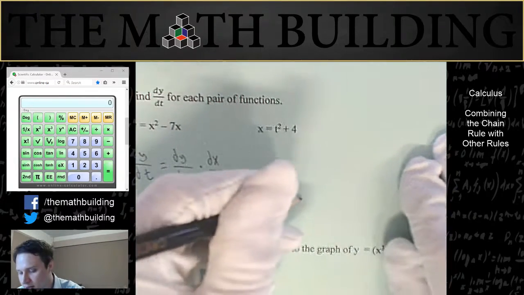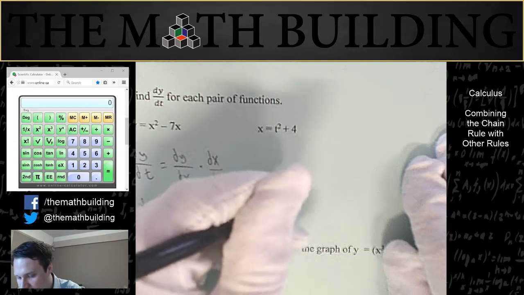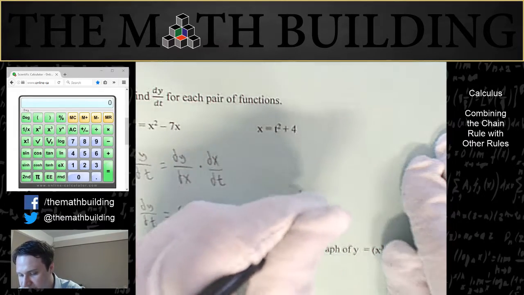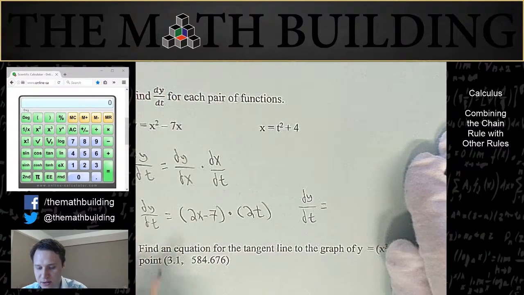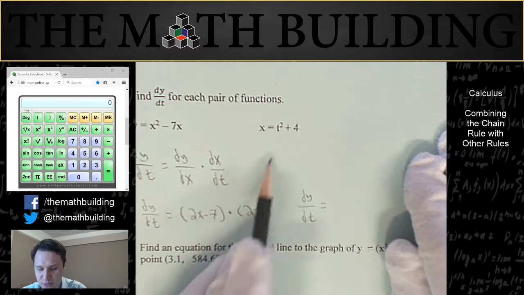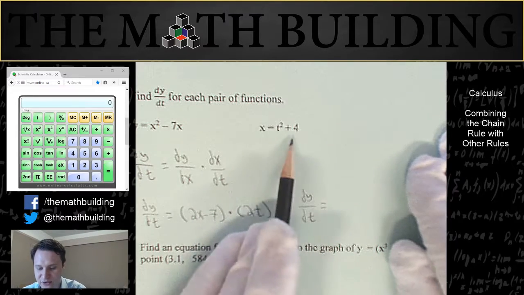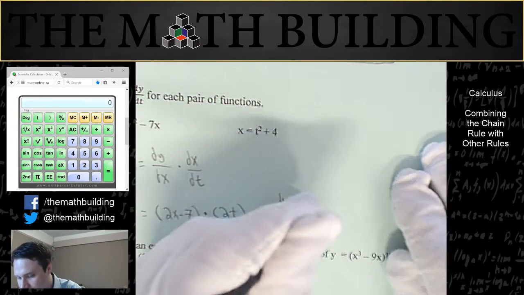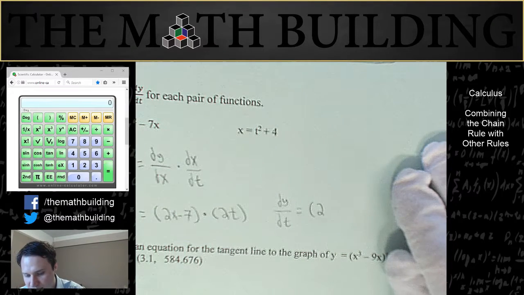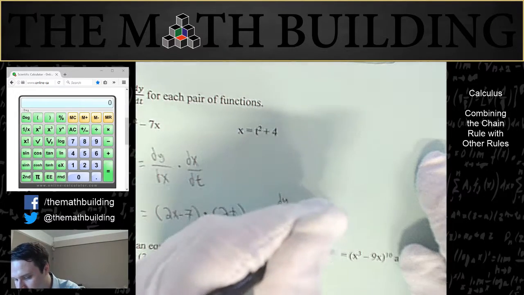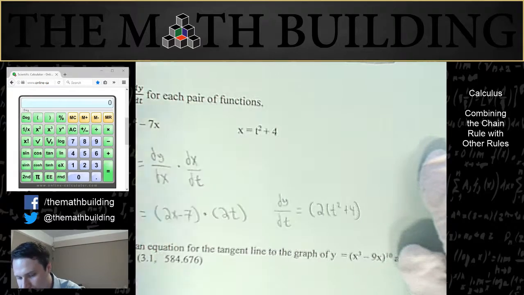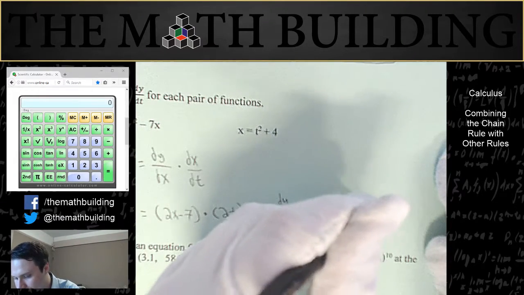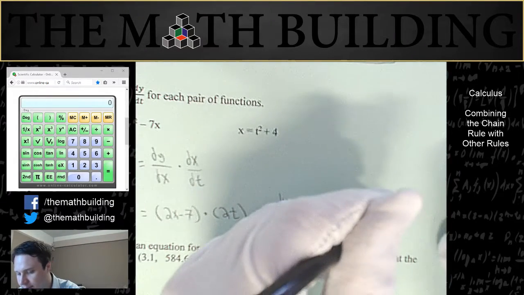We really want y in terms of t, so the last thing to do is to just substitute this x for t. So the final answer would be dy dt is equal to, and what I'm going to do is I'm going to replace this x with what x is equal to. So that's going to be 2 times t squared plus 4 minus 7 times 2t.